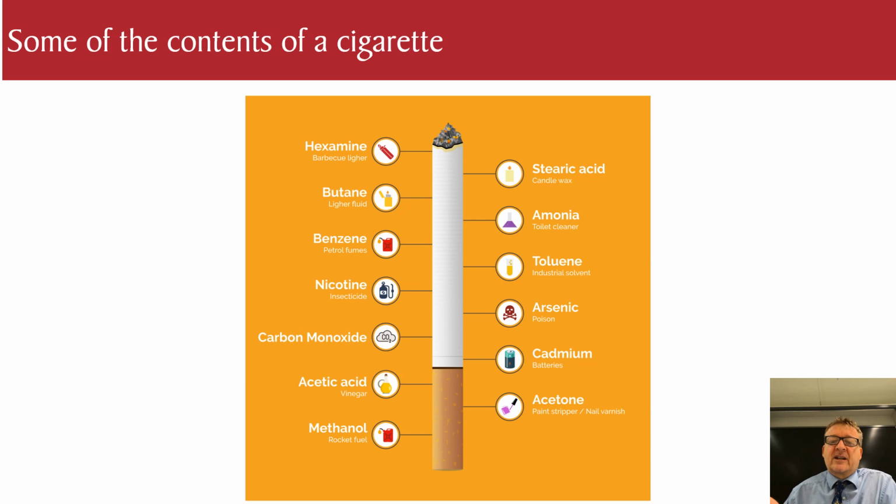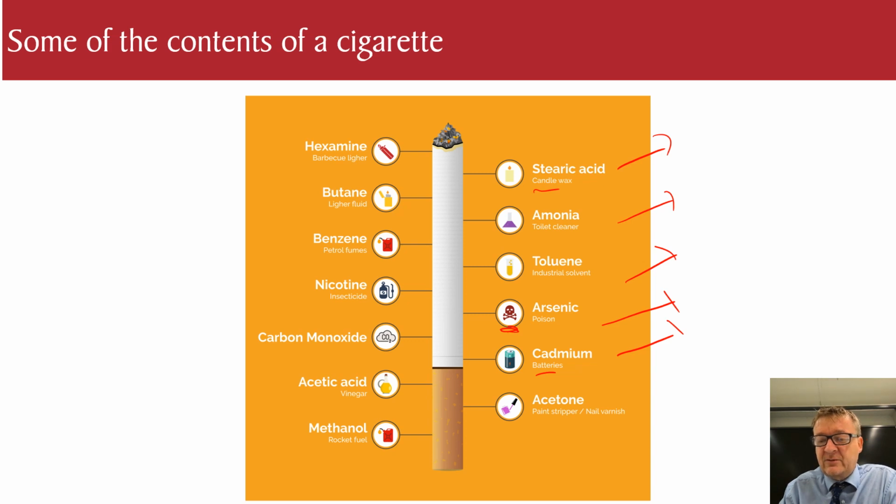Now, this then adds a little bit more to do with the content in a cigarette. Stearic acid, says there, candle wax. It's got ammonia in it, which you find in toilet cleaner. Toluene, which is an industrial solvent. Arsenic, you'll all have heard of that. It's even got a skull and crossbones there, which is a poison. You've got cadmium in it, which is from batteries.